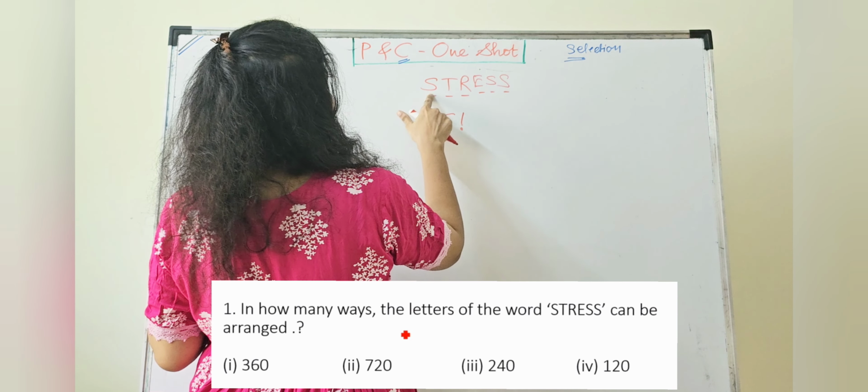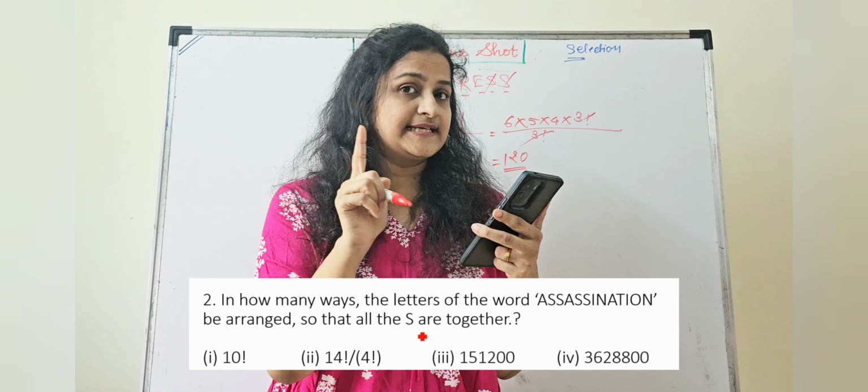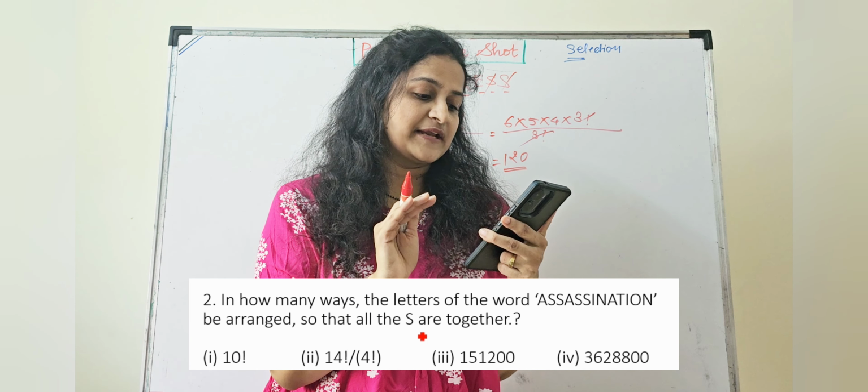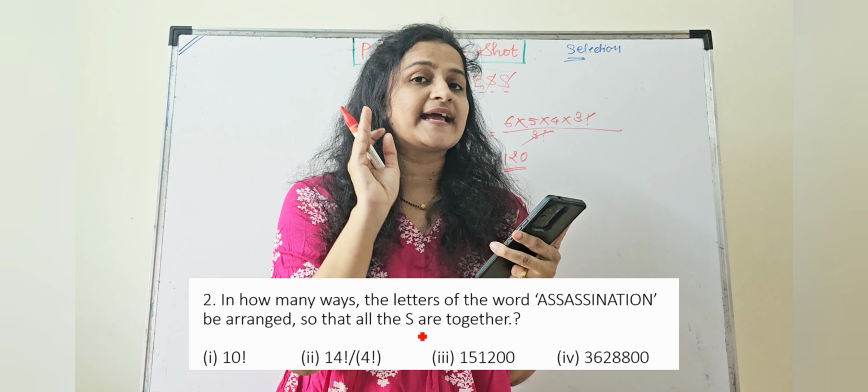Again they have given you one word, and the condition is different here. In how many ways can the letters of this word be arranged so that all the S are together? What's the word? Assassination. Is it some meaningful word? If yes, you know the meaning of it, please put it in the comment section. So the word is assassination.